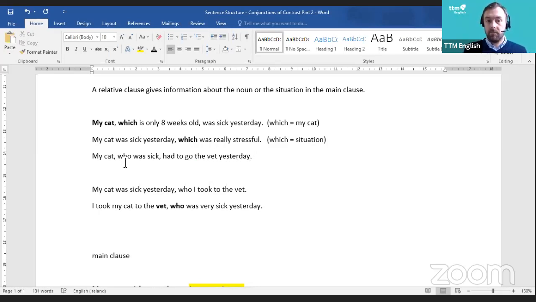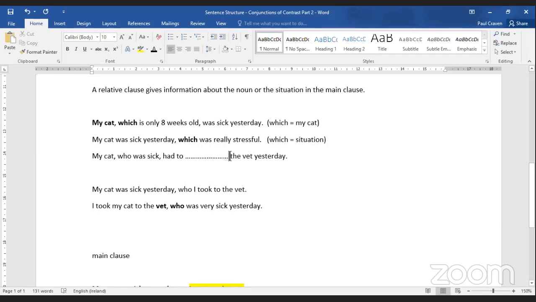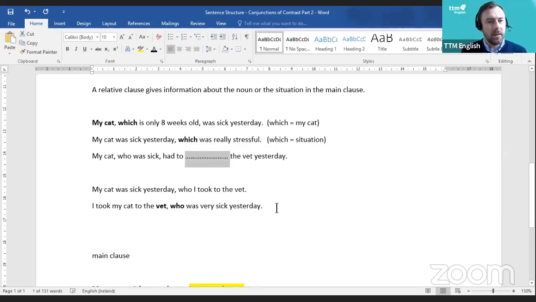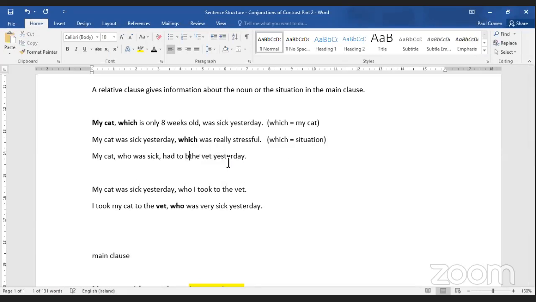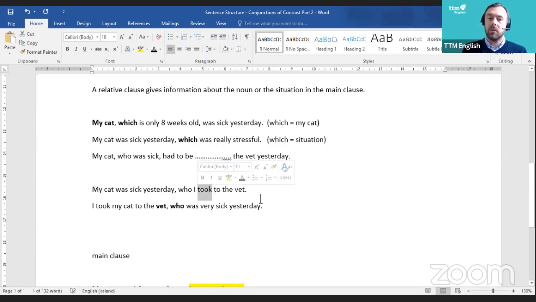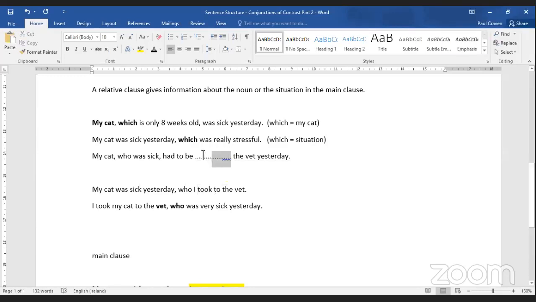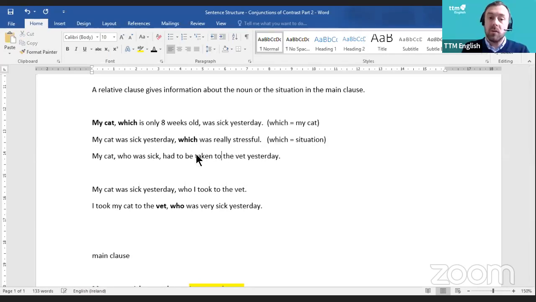yesterday. Or we could use, what would it be if I use the passive here? Had to... went. Well, we can't say "had to went." That wouldn't be passive. That'd just be the past simple. Had to be. What's the past participle of took? Taken. Yeah. So, had to be taken to the vet yesterday.